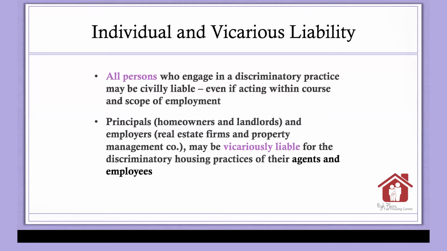This also includes, for liability, the principals, the homeowners, the property owners, the landlords, the property managers, and the employers of agents who engage in discriminatory housing practices. So that's where the vicarious liability comes in. If the agents or employees are engaged in discriminatory practices, then those who employ them and those who own the property that's being managed or sold can be held vicariously liable.